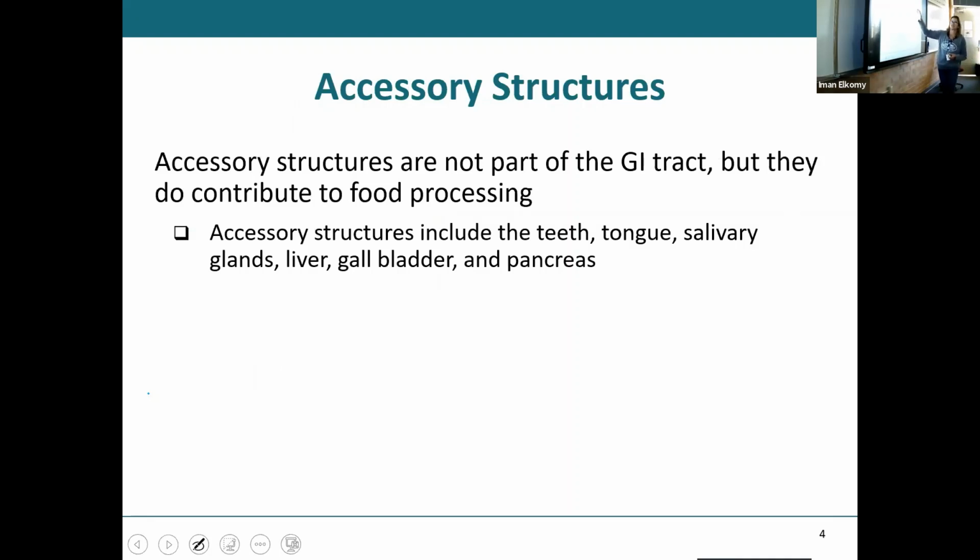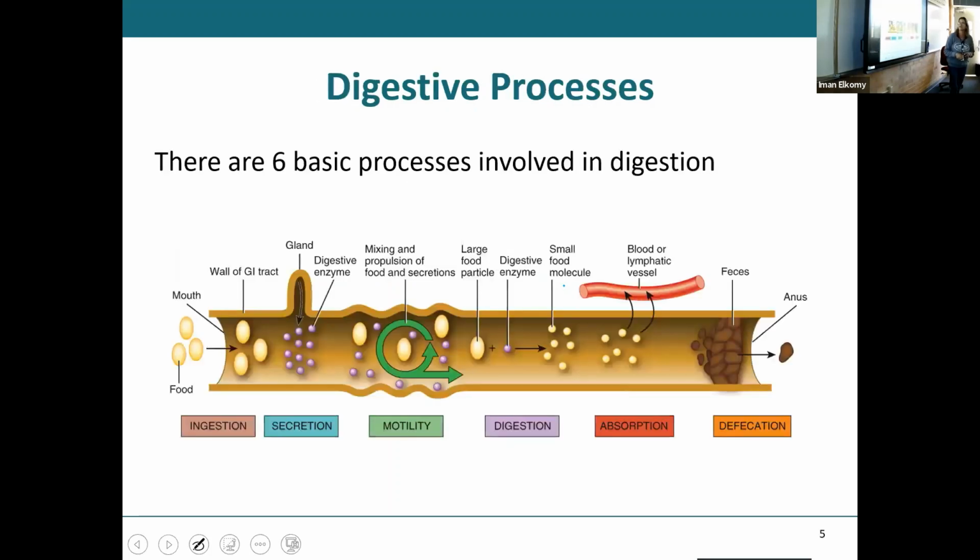Our accessory structures to the GI tract are teeth, tongue, salivary glands, liver, gallbladder, and pancreas. The organs that are around but don't actually absorb anything or don't have part in that one tube connecting top to bottom. Okay, so let's understand what digestion is before we can talk about who does the job.